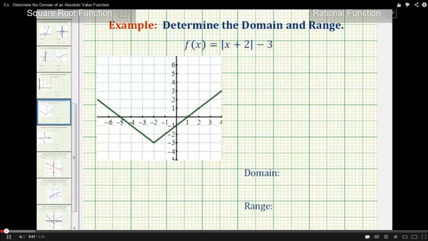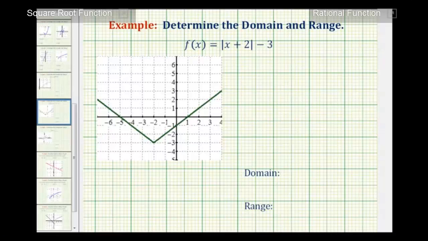We want to determine the domain and range of the function f of x equals the absolute value of x plus 2 minus 3. The domain consists of all possible inputs or x values for the function, and the range consists of all possible outputs or y values for the function.